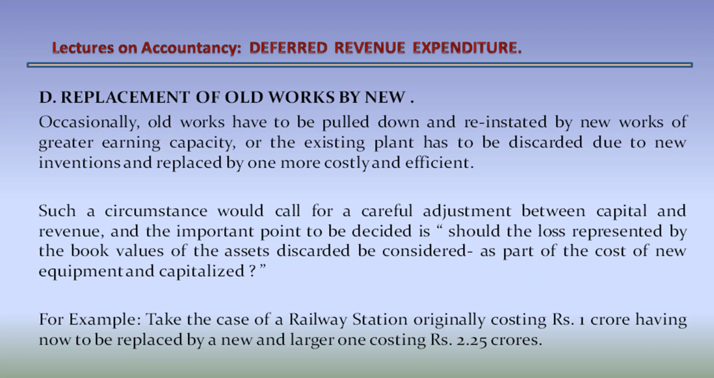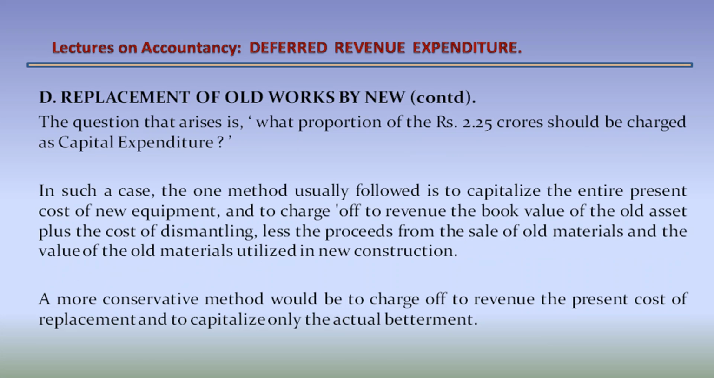Such a circumstance would call for a careful adjustment between capital and revenue, and the important point to be decided is, should the loss represented by the book values of the asset discarded be considered as a part of the cost of the new equipment and capitalized? For example, take the case of a railway station originally costing 1 crore having now to be replaced by a new and large one costing 2.25 crores. The question that arises is, what proportion of 2.25 crores should be charged as capital expenditure?